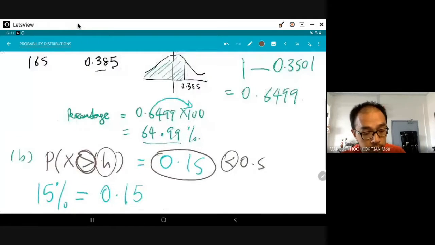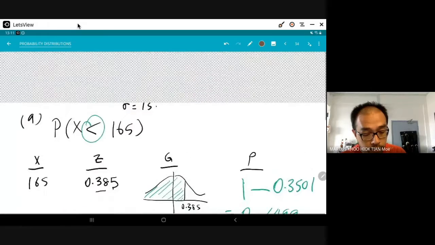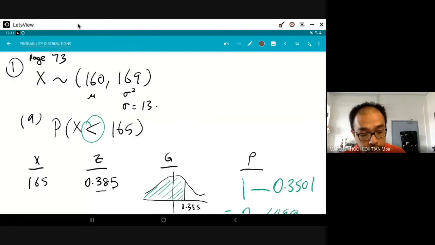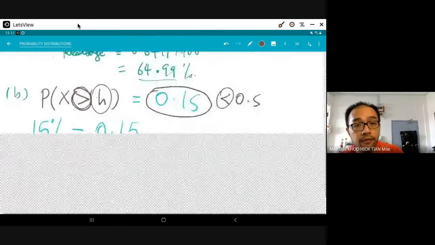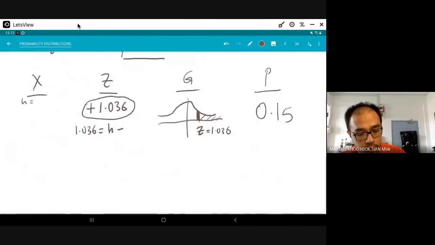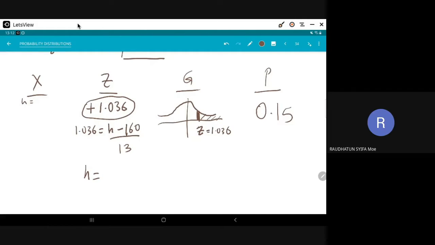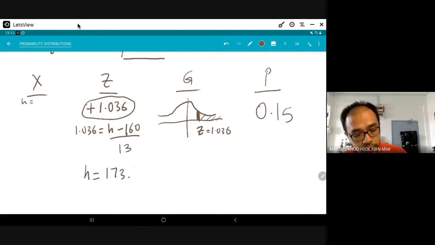What is my mean? My mean is 160 and my variance is 13. No, my variance is 169, so my standard deviation is 13. So 160 over 13. Okay, can I have the value of H, please? 173.47 cm. Okay, so H is 173.47 cm.